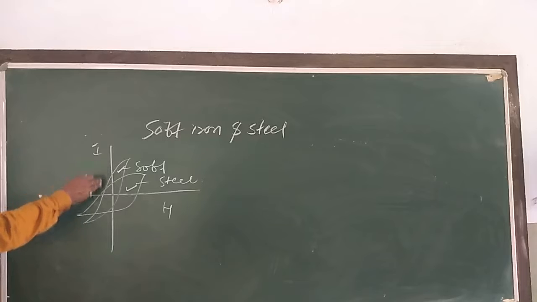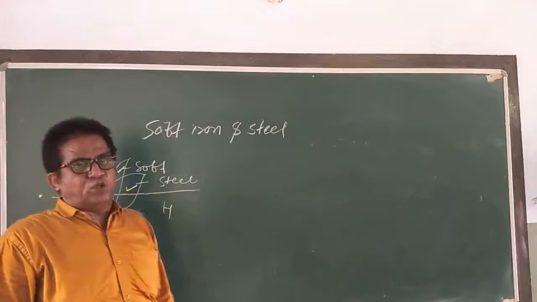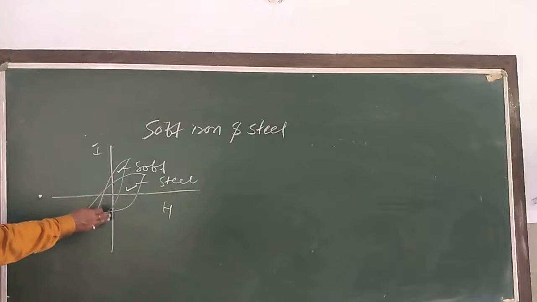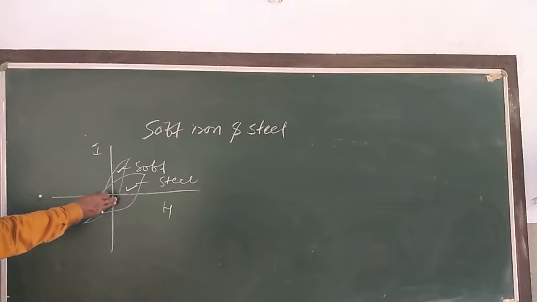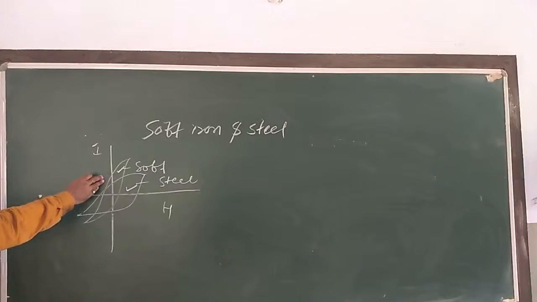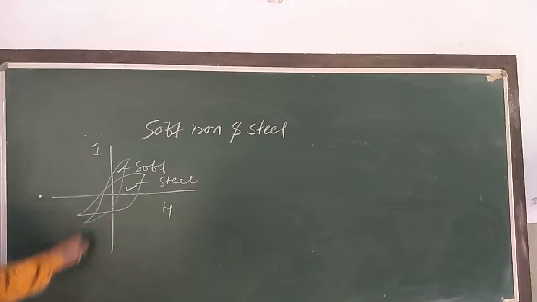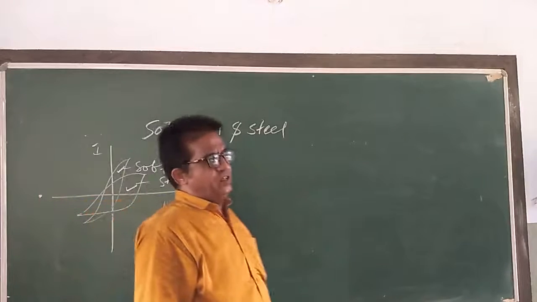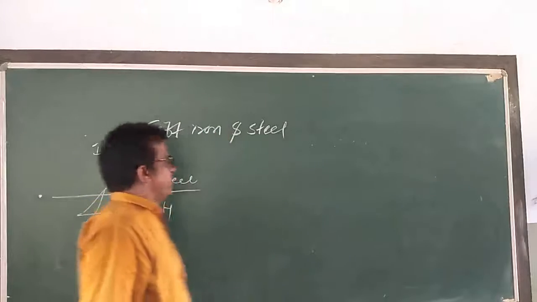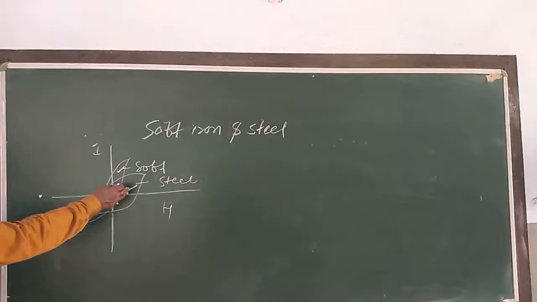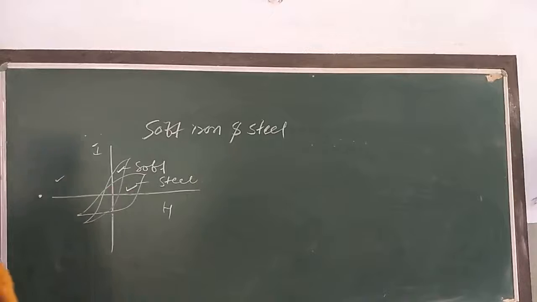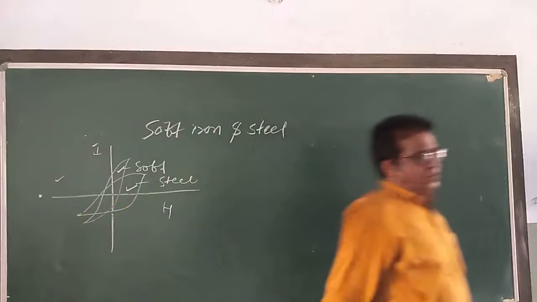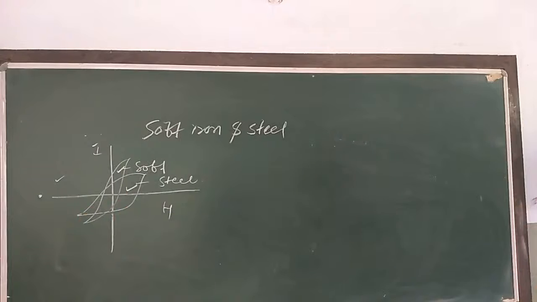The retentivity of soft iron is greater than that of steel. Coercivity of steel is much larger than that of soft iron. Magnetization and demagnetization is easier in soft iron than steel. These are the differences between soft iron and steel. Soft iron is more strongly magnetized than steel. Okay? Draw this diagram. Then we are going to see some numericals of our NCERT chapter.